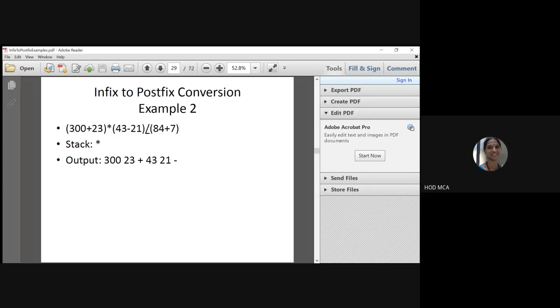Next is slash. Now slash and star have the same priority. So star will get popped out, and then we push this slash onto the stack. Again, next you have an opening parenthesis. It will get pushed onto the stack. 84 will go to the output. Plus will go to the stack. 7 will go to the output. And then we come across the closing parenthesis. Pop out plus. Opening brace will get discarded. Slash remains. Now we have scanned all the characters. What is remaining is slash. So slash also will get popped out. This is the answer. How many of you got it right?